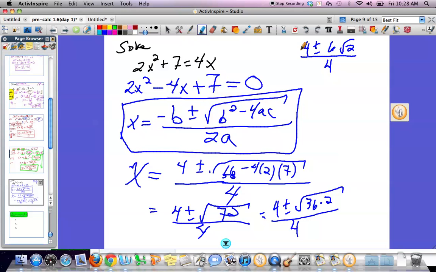So now you look at this number, and this number, and what do they have in common? Because you're going to divide everything by 2. So if you divide everything by 2, you get 2 plus or minus 3 root 2 all over 2.